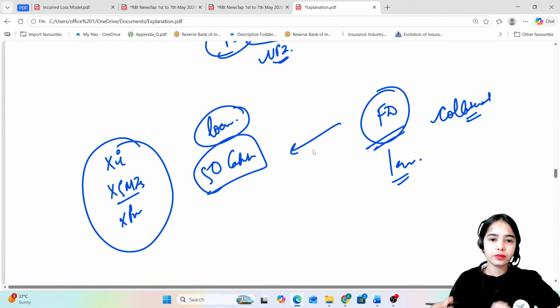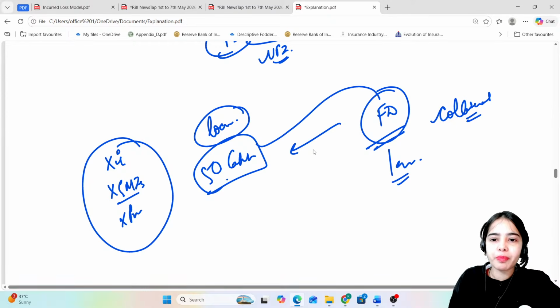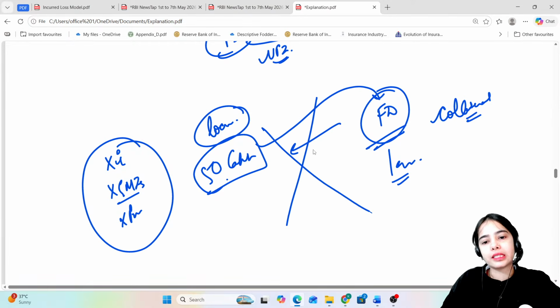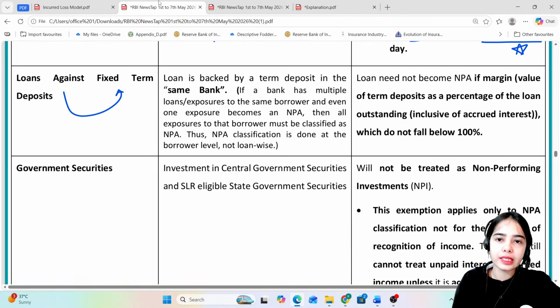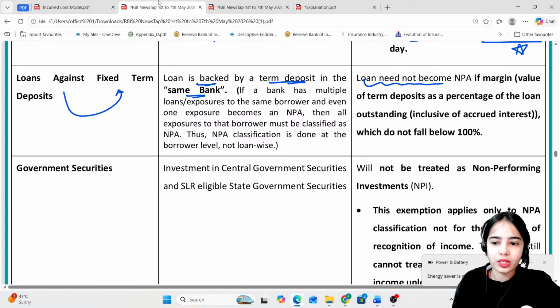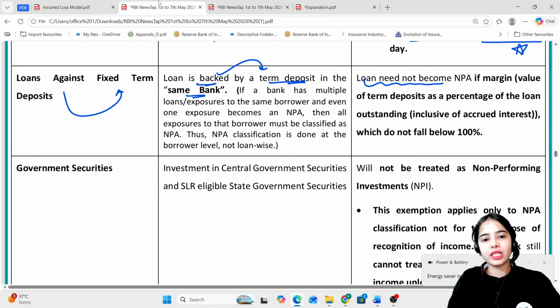So basically, if the loan is backed by a fixed deposit, it is not considered NPA. So this is the idea. Till when is it not considered NPA? If the loan is backed by a term deposit in the same bank, the loan need not become NPA. Any confusion? Is this clear?